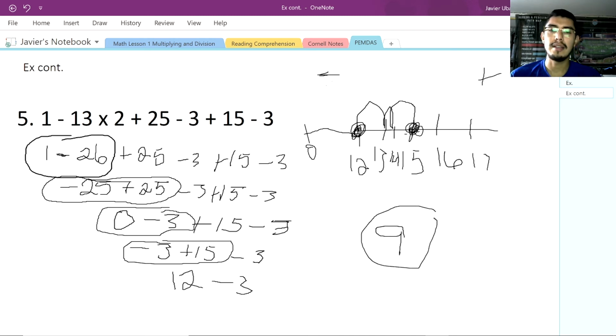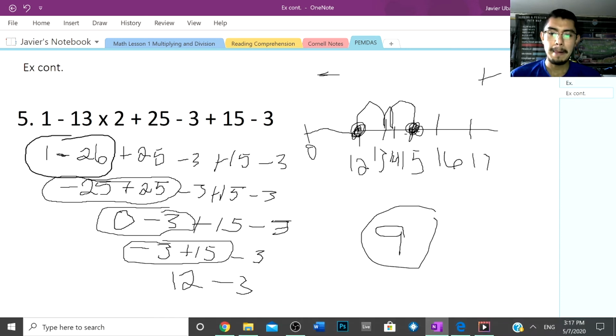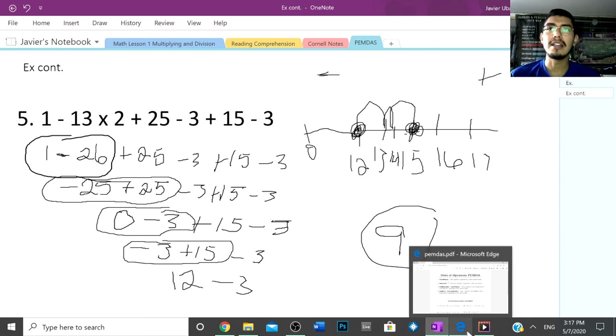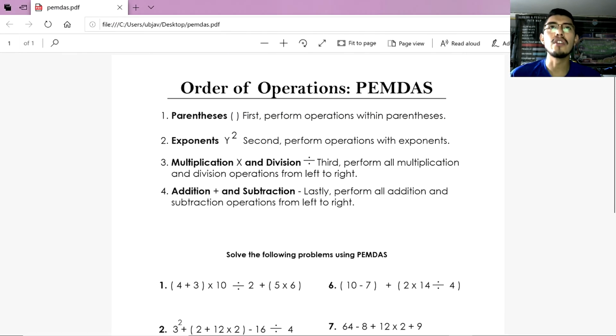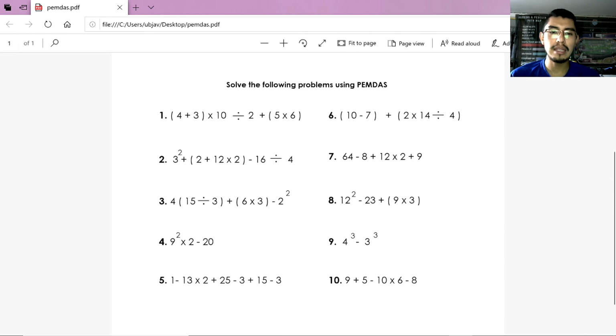And there you have it, guys. How to do PEMDAS with different operations. Hope you guys learned a lot. I know that this was kind of not rushed, but a little bit fast. Just go back and replay it. You'll understand it the more practice you get. So I encourage you guys to practice these equations.